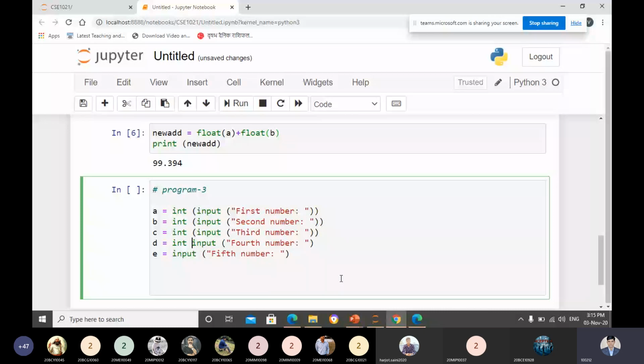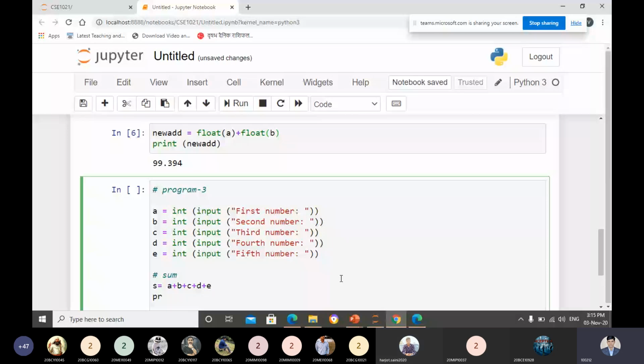Now next, what operation do we first need to perform? We need to perform the summation of all these numbers. So first we have the sum. What is the sum? A plus B plus C plus D plus E. After performing the addition among all these values, the result must be stored into another variable, that is S. Can I write like this? Yes, sir.